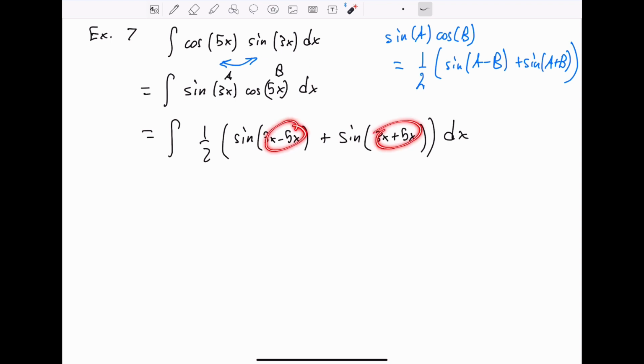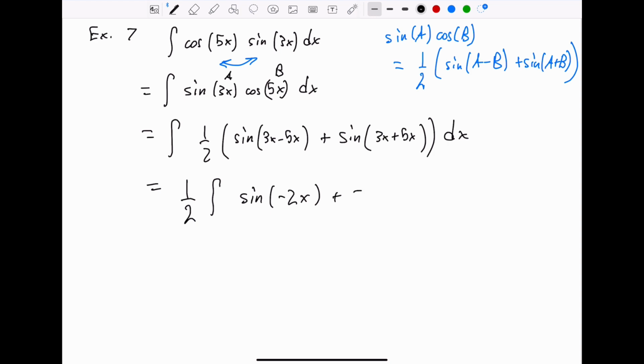Now we'll simplify in the parentheses here, and let's take the 1/2, move it out front, and take antiderivatives. 1/2 times the integral, 3x minus 5x is a negative 2x, so I have sine of negative 2x plus sine of 8x dx. Both of these trig expressions are U substitution problems, but once again, these are the simpler sort where we want to write down the answer without having to go through all the steps of substitution. We'll write the answer, we'll double check, and then we'll be done with the problem.